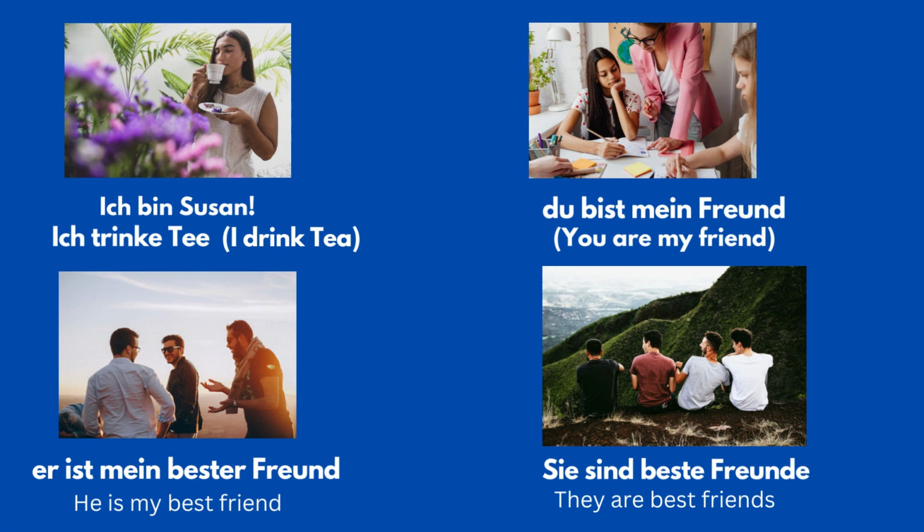Ich bin Susan, ich trinke Tee, I drink tea. Du bist mein Freund, you are my friend. Er ist mein bester Freund, he is my best friend. Sie sind beste Freunde, they are best friends. You can see, I am, you are, he is, they are. I am is ich bin, du bist, you are. Er ist, he is. Sie sind, they are.